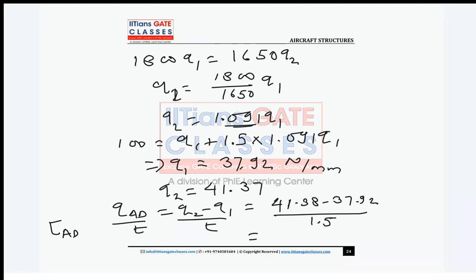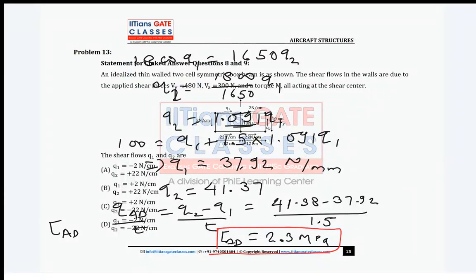So tau AD was asked. So how much tau AD? 2.3 megapascal. Okay, so you guys can check. This question was asked in the recent paper in 2022. Okay, 2.29 or 2.3 megapascal. Now, guys, in this question, one thing you always have to take care.